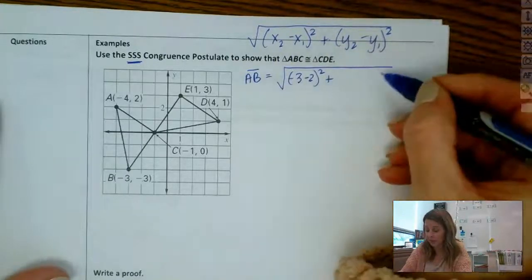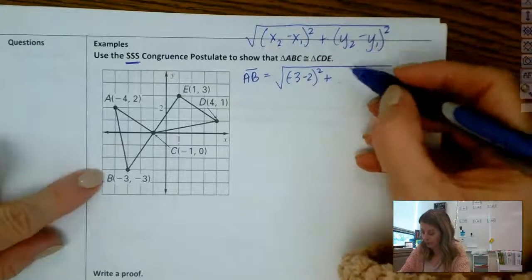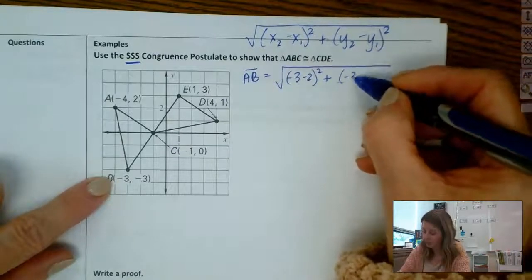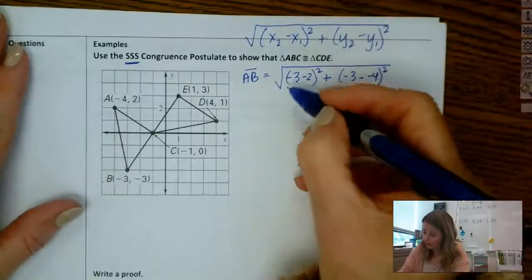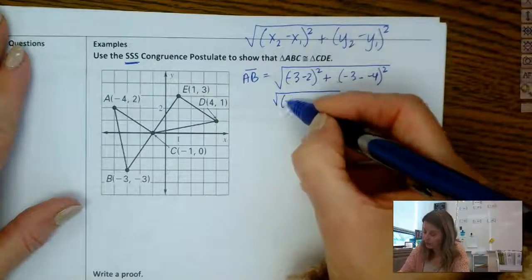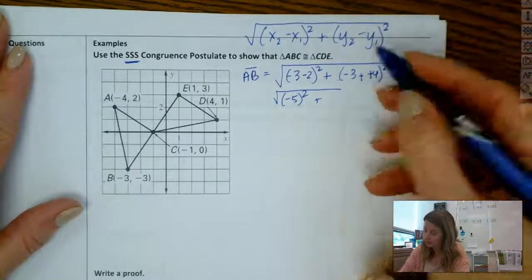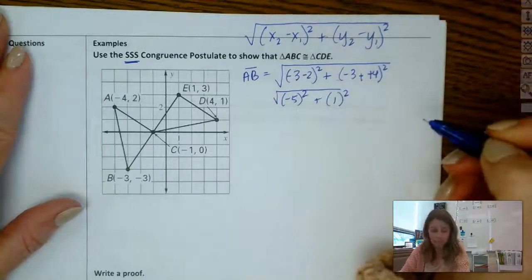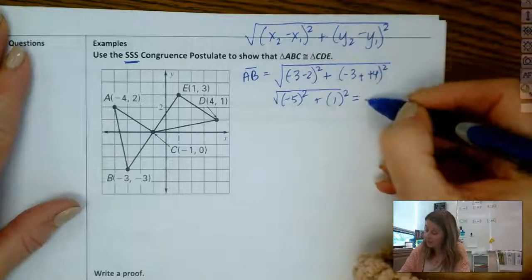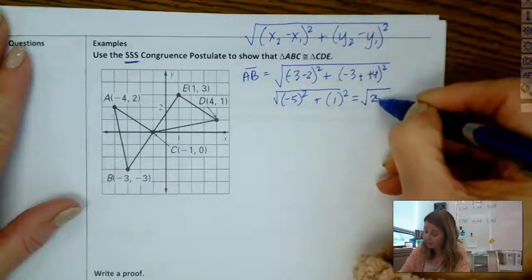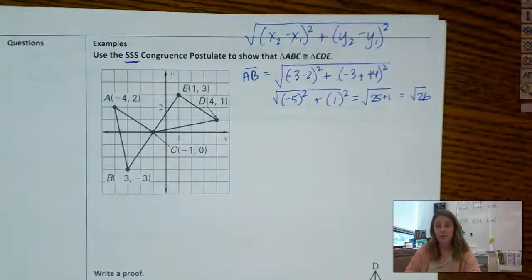Since I already wrote that, I'm going to continue with the x's. But I probably, since I wrote my formula here, I should have started with the x's. But I'll just continue in the same order. So I would have negative 3 minus negative 4 squared. Okay. Negative 3 minus 2 is a negative 5. This is going to actually be plus. So negative 3 plus 4 is 1. So then I would have, negative 5 squared is 25. 1 squared is 1. So I'm getting the square root of 26. Now I am just going to leave it there.